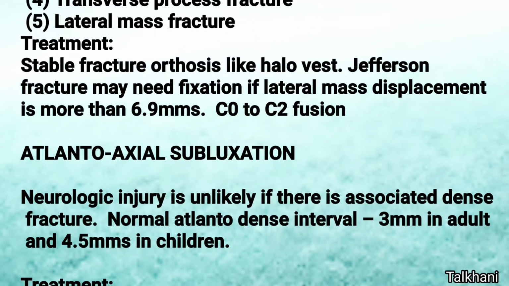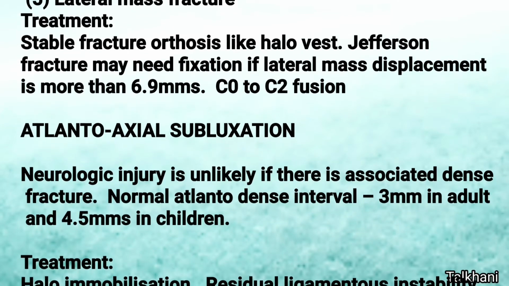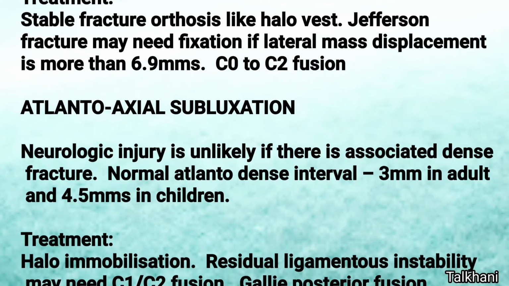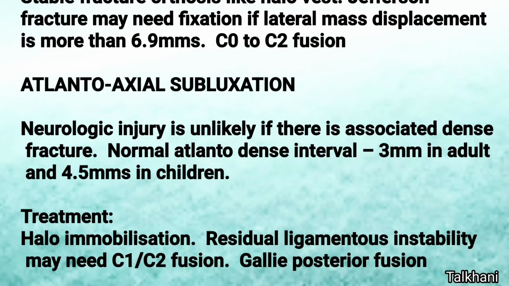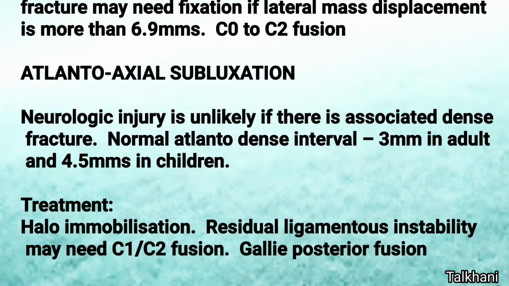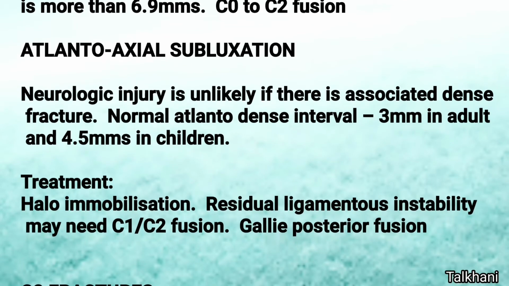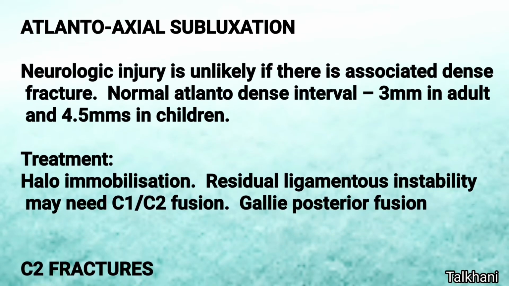Atlantoaxial subluxation. Neurologic injury is unlikely if there is associated dens fracture. Normal atlanto-dens interval is 3 mm in adults and 4.5 mm in a child. Treatment: halo immobilization. Residual ligamentous instability may need C1, C2 fusion. Gallie's posterior fusion is popular for these injuries.